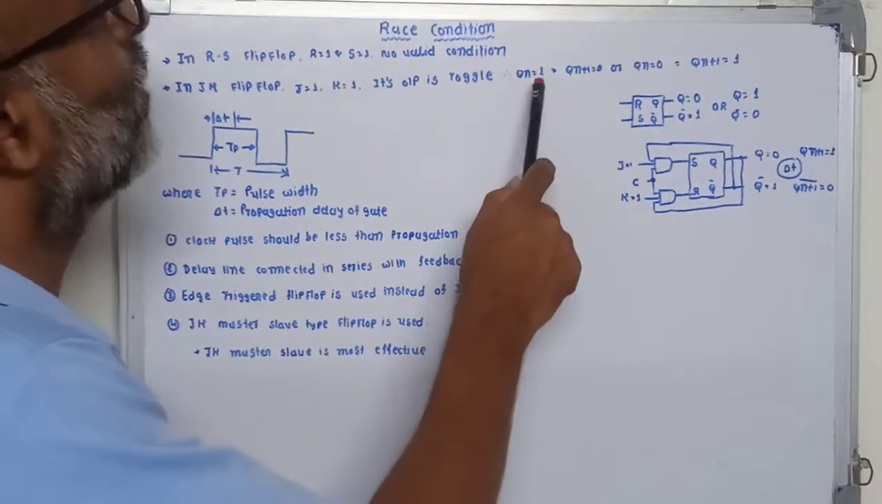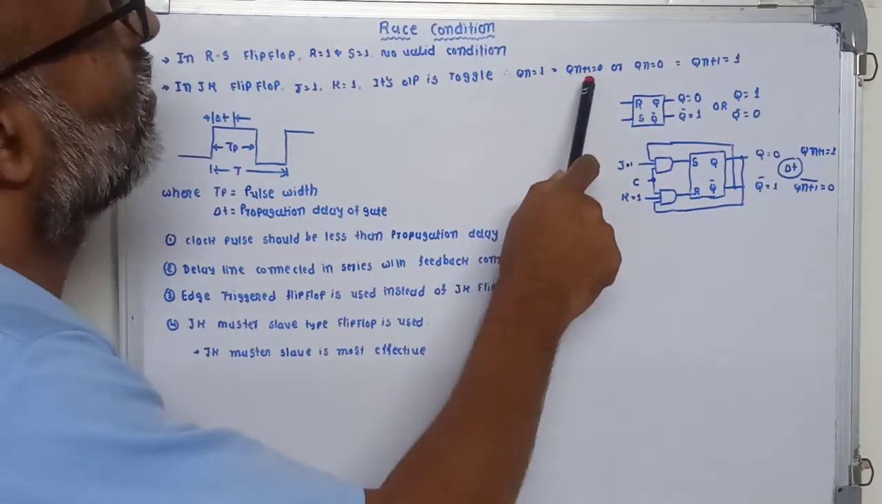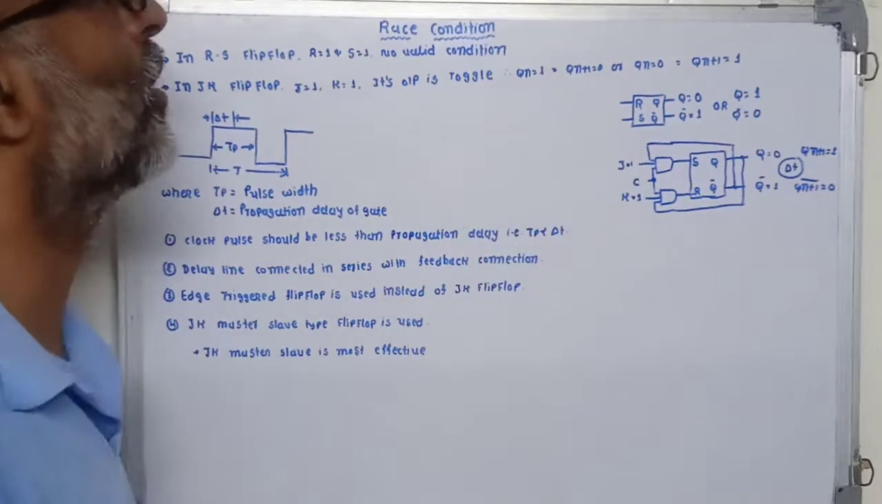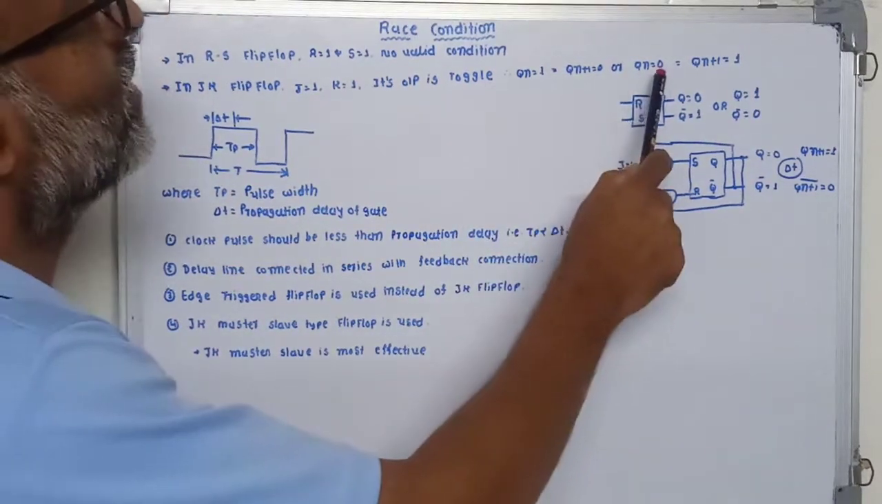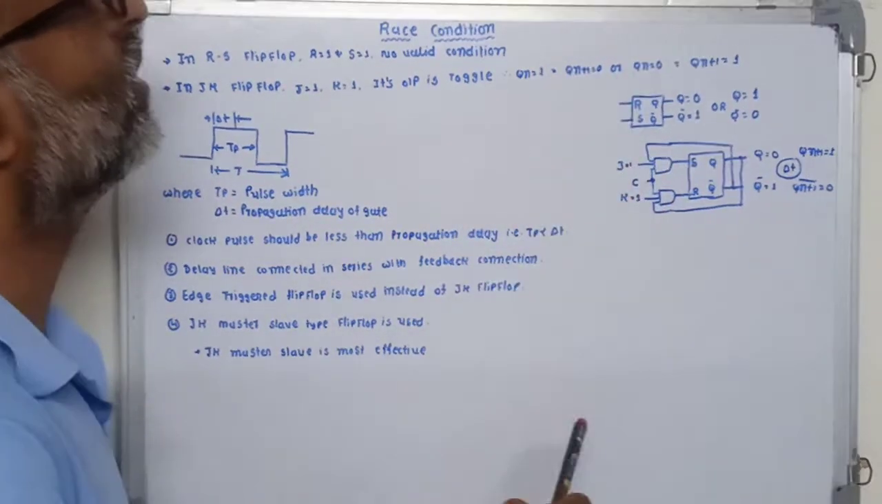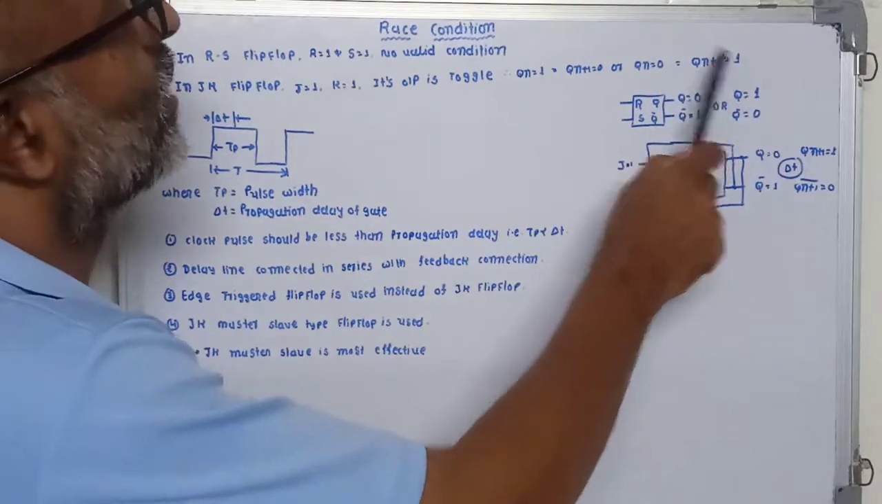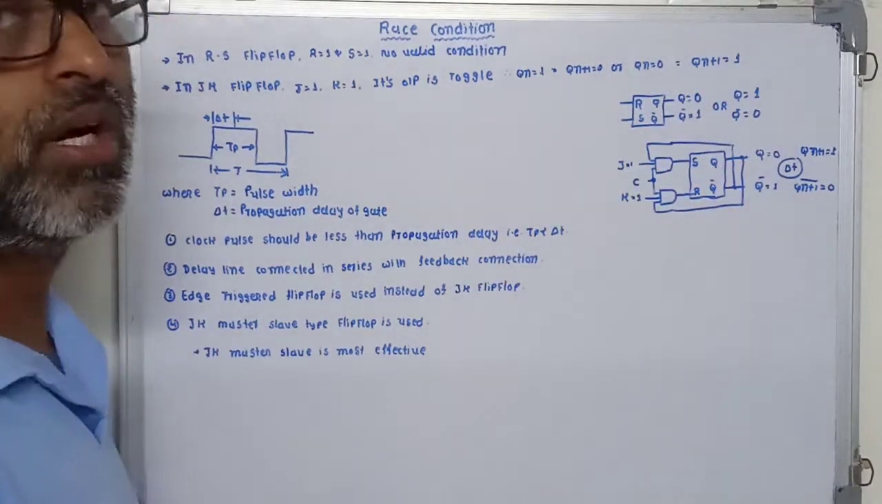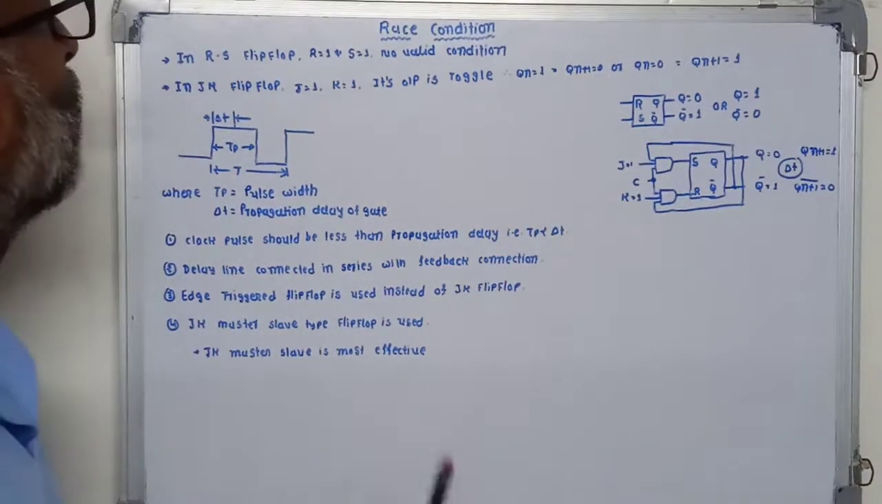That means if Qn is equal to 1, then Qn+1 is equal to 0. And if Qn is equal to 0, then Qn+1 is equal to 1. But here there is one problem.